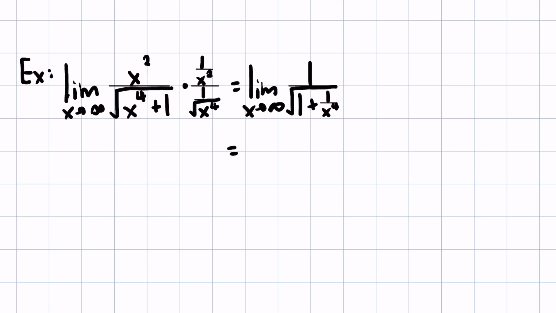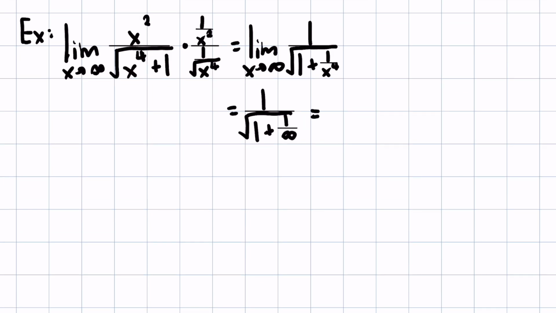Now, if we plug in infinity, we have 1 over the square root of 1 plus 1 over infinity to the fourth. Infinity to the fourth is just infinity. 1 over infinity is 0, so this is 1 over the square root of 1 plus 0, which is, again, 1.